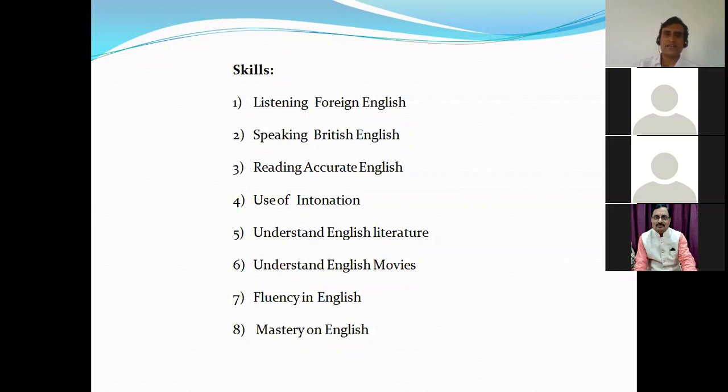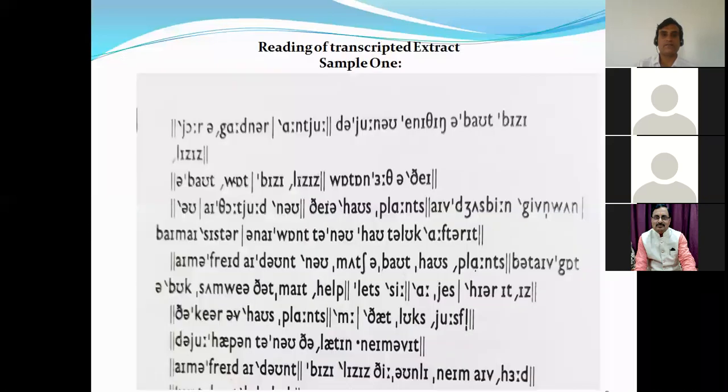We can understand literature and language in a better way. We can understand English movies. We can understand the content, what is going on exactly in the movie, because we study English phonology systematically and scientifically. So it enables us to understand it. We can develop fluency in English, and we can gain mastery over English. So these are the skills that we gain.